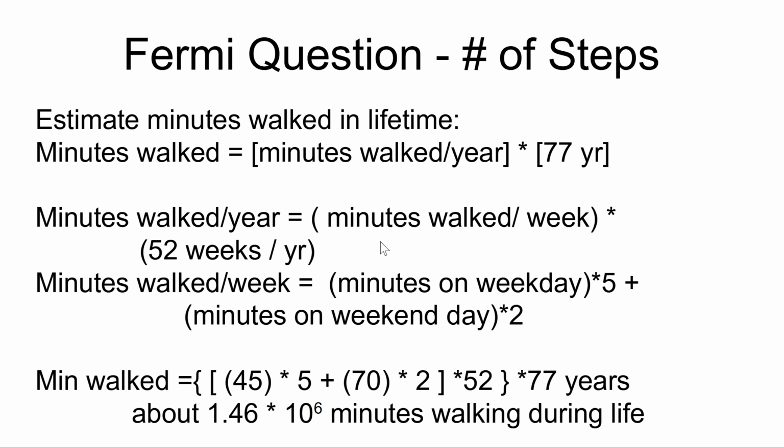Putting all this together, you might need to pause the video and even back up to follow my flow here on these factors. But 45 minutes on a weekday, there are 5 days, Monday, Tuesday, Wednesday, Thursday, Friday. 70 minutes on a weekend, Saturday and Sunday is a factor of 2. So this would be the minutes for a week. Multiplied by 52 gets me minutes for a year. Multiplied by 77 gives me 1.46 times 10 to the 6 minutes walking during a life. 1.46 times 10 to the 6 would be 1.46 million. I'm going to be rounding later.